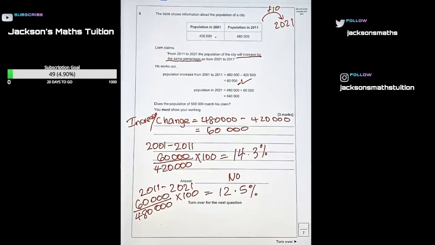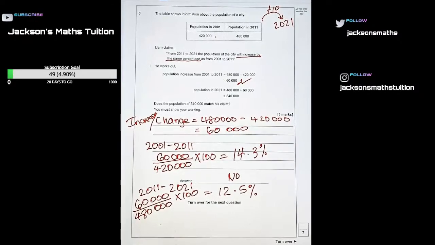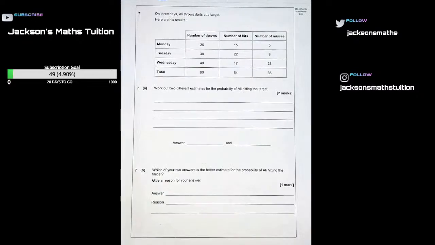Different percentages, so that's a no for 3 marks. Question 7. On 3 days, Ali throws darts at a target. Here are his results. So this is another crossover question that came up on the foundation paper. The question asks us to work out 2 different estimates for the probability of Ali hitting the target.